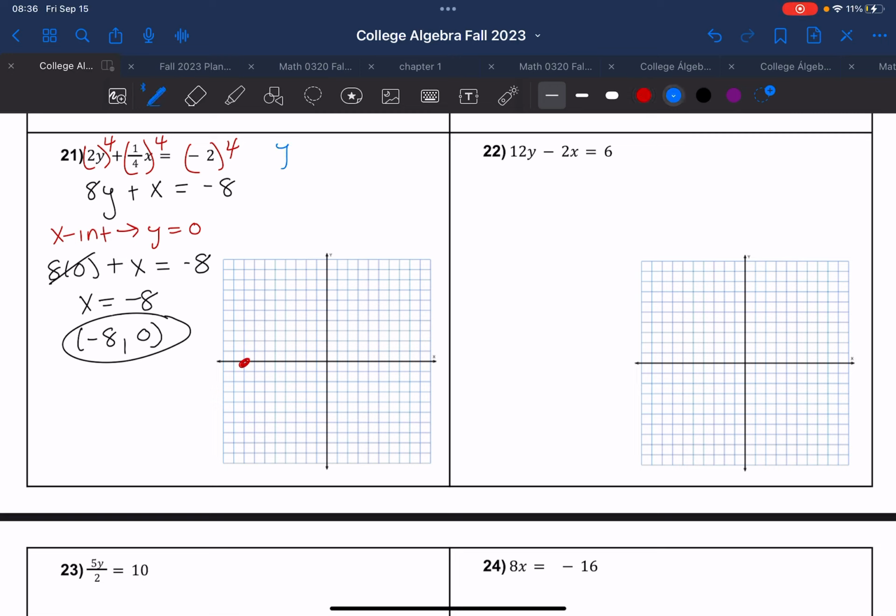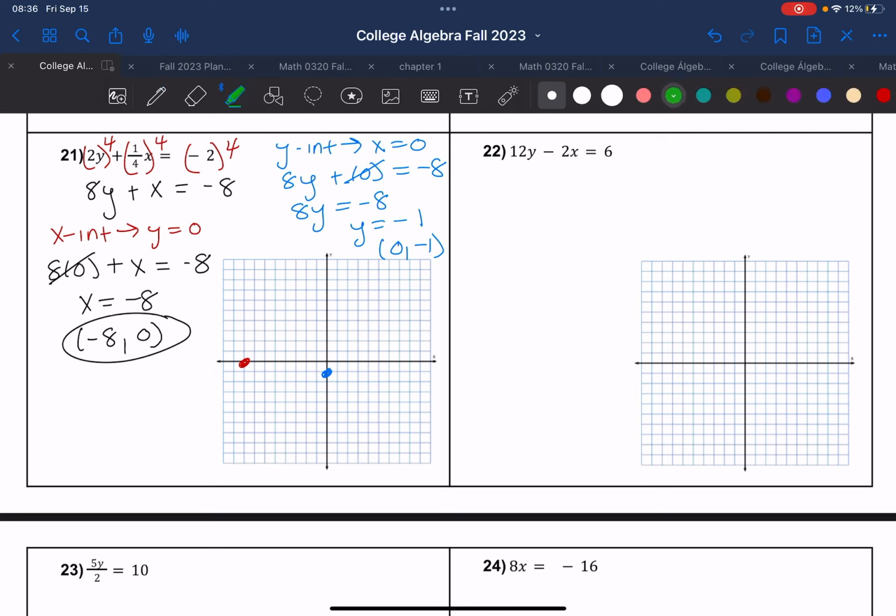Now I'm going to find my y-intercept, and that is when x is equal to 0. So I have 8y plus 0 is equal to -8. That 0 goes away, so I'm left with 8y is equal to -8. If I divide both sides by 8, I get y is equal to -1, which gives me the point 0, -1. So that's right here. Now that I have my 2 points, I can connect them with a line. And that is my answer.